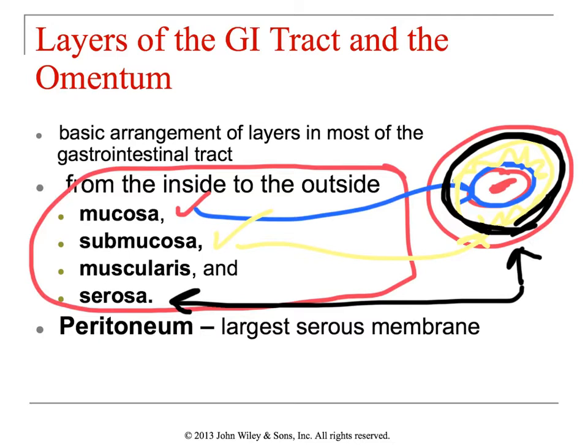Okay, all of the organs, well, not all of the organs, but the membrane that covers the majority of the organs in the abdominal cavity is called the peritoneum.